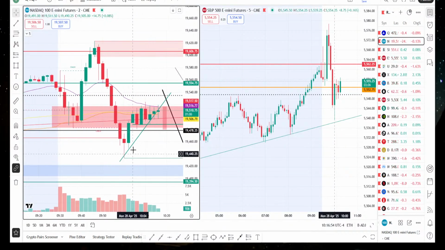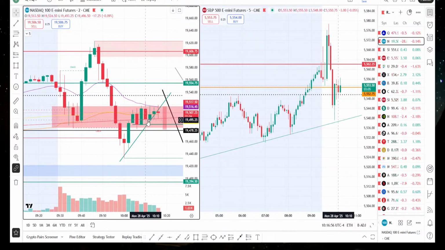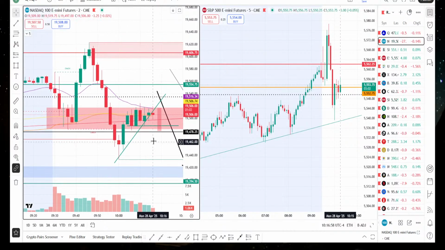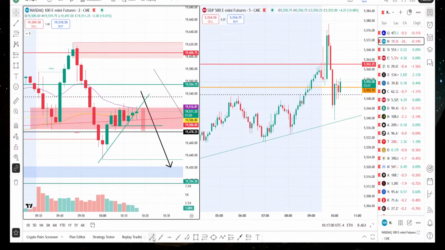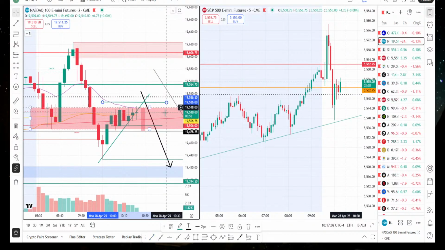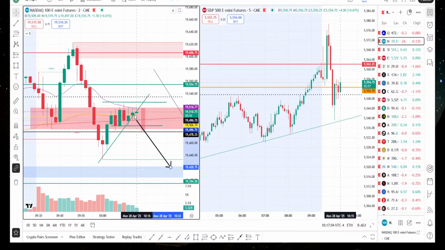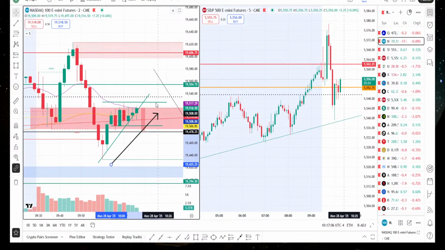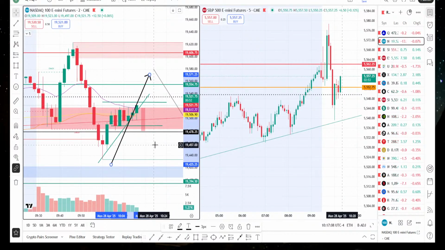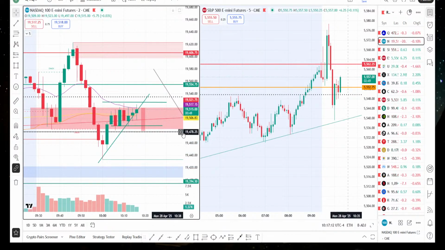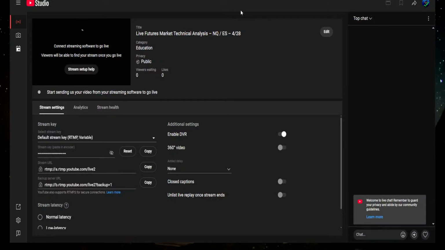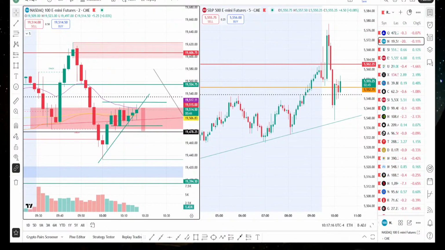But this is how they bait you. They bait you: take a sell, take a sell, take a sell. You take your sell. Oh, we know where your stop is. Your stop is right here. They come in, they run your stops, and that's how they make money. Like that.